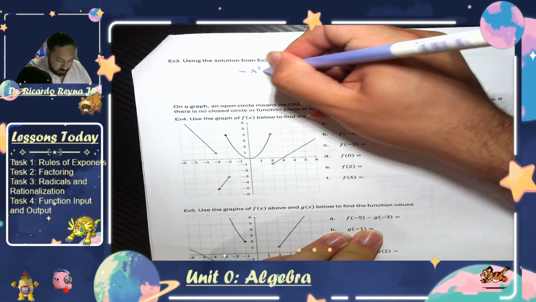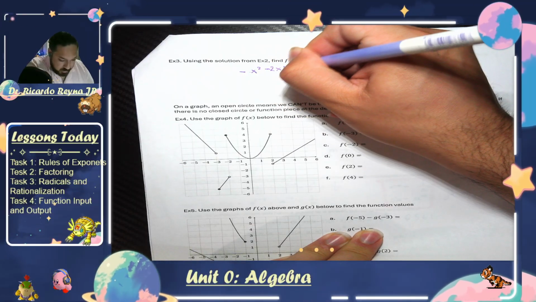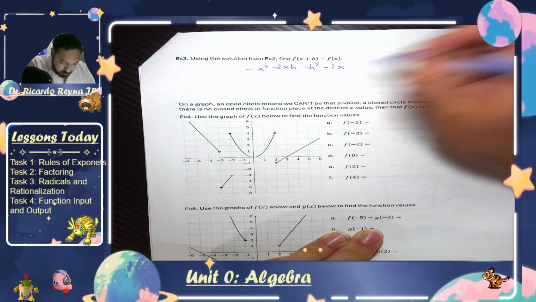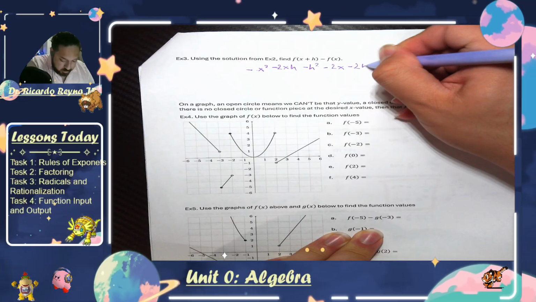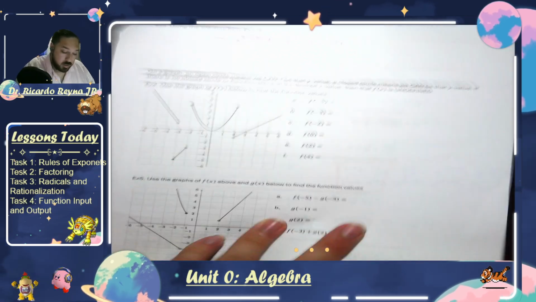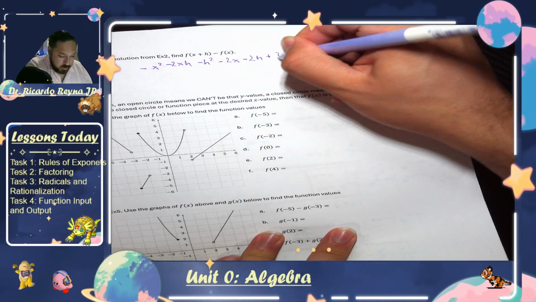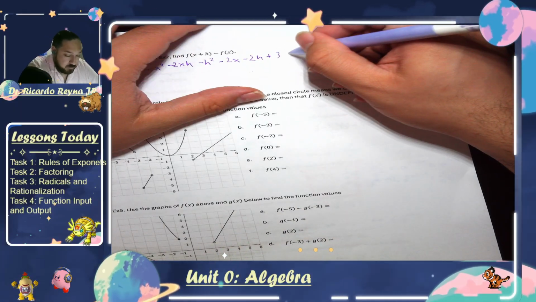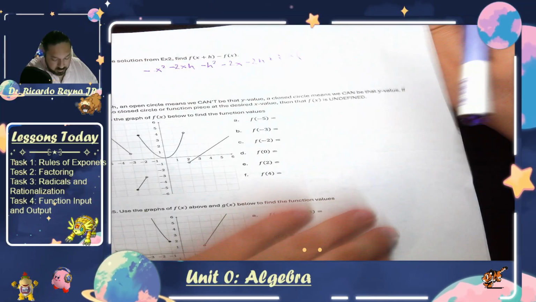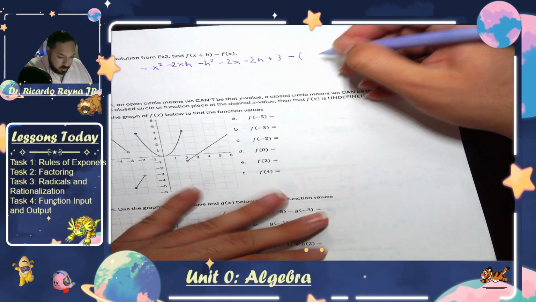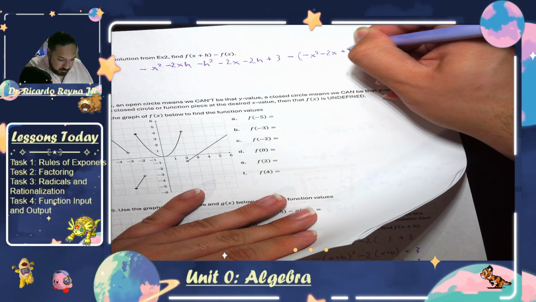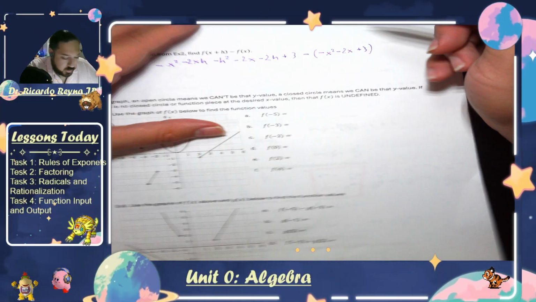negative x squared minus 2xh minus h squared minus 2x minus 2h. Oh, I didn't write a 2 here, my mistake. Make sure you write that 2 there. And then plus 3. Then minus f of x. So that's going to be minus all of that f of x, which we had defined as negative x squared minus 2x plus 3. So that's going to be double negative situations going on.